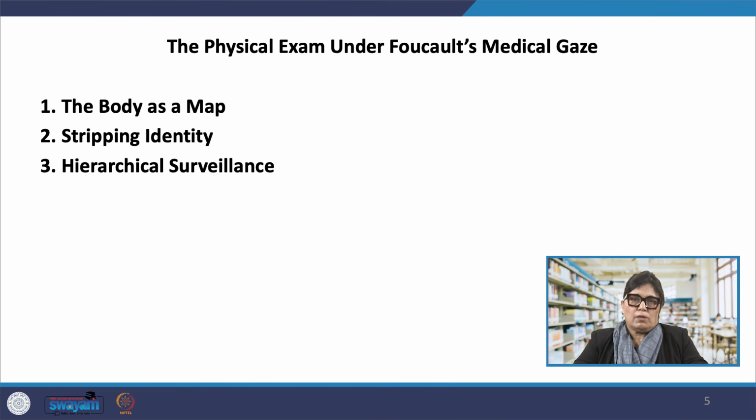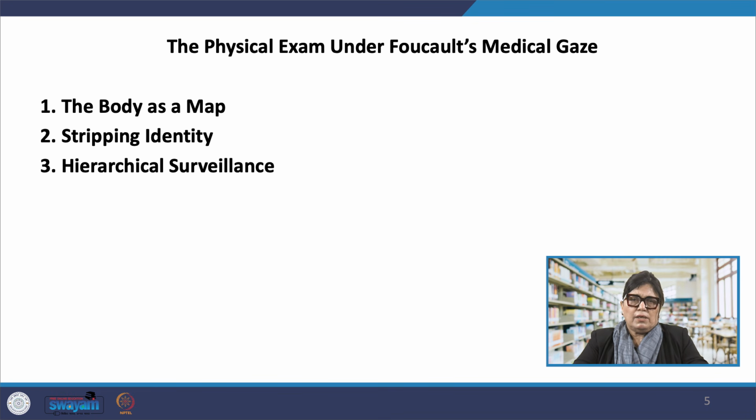The physical exam under Foucault's medical gaze. To Foucault, the physical exam is the primary mechanism through which the gaze operates. It is not a neutral act of healing, but an exercise of institutional power of surveillance. Now, what are those powers? The body as a map.